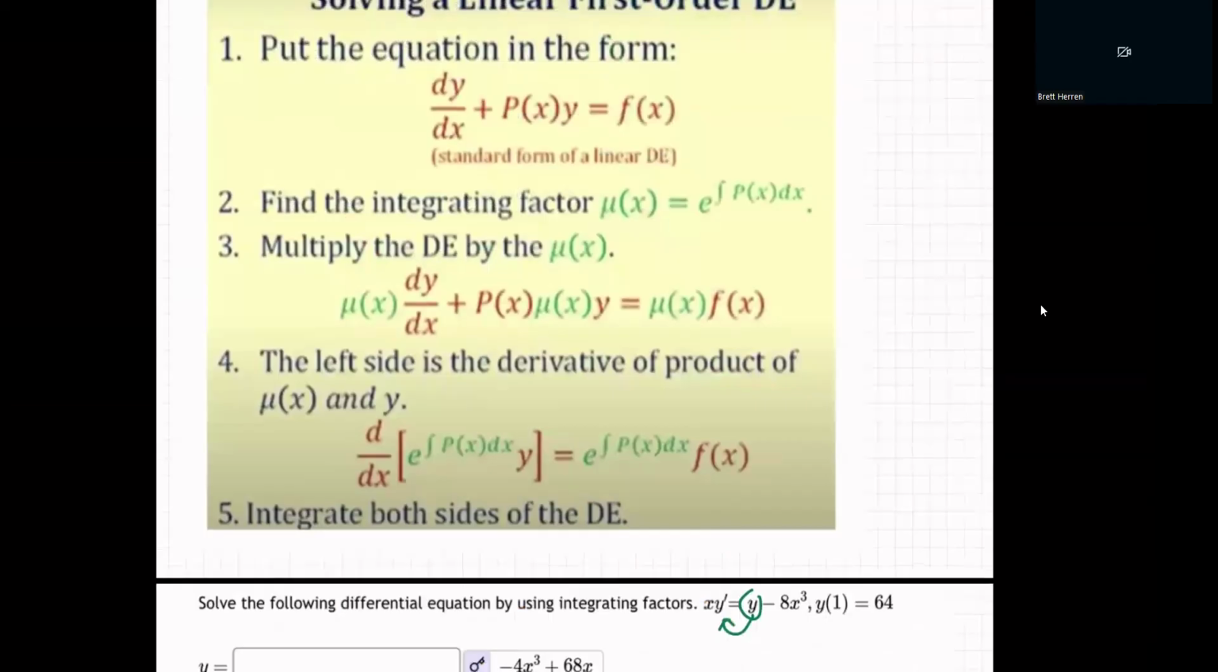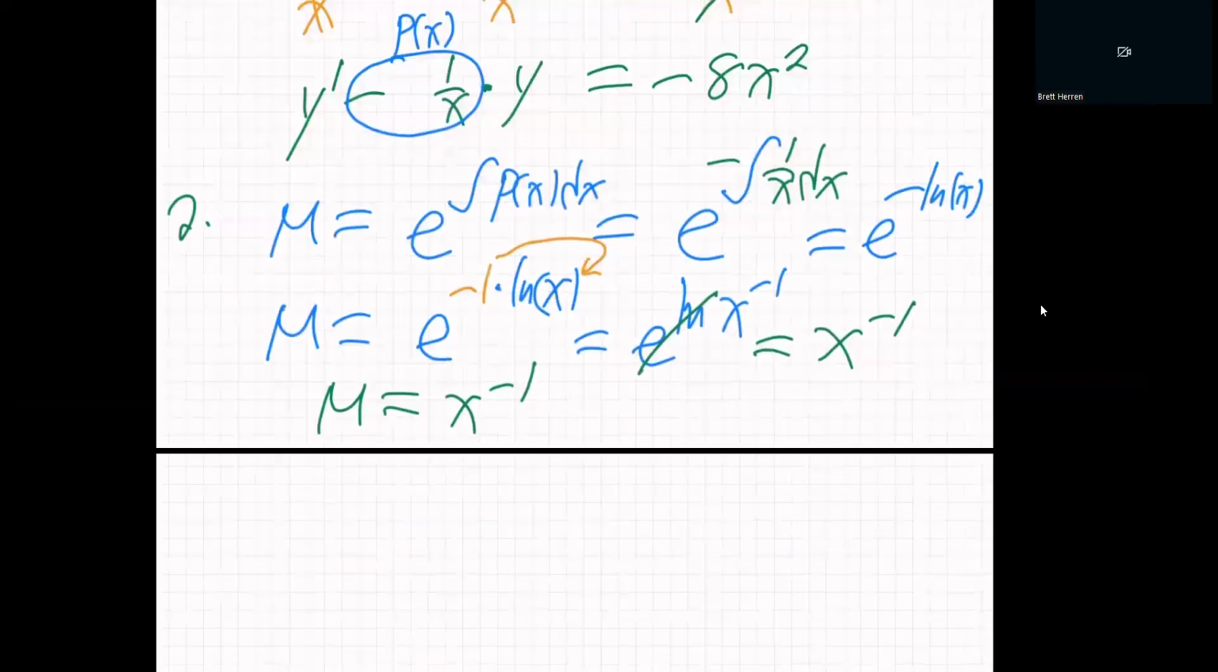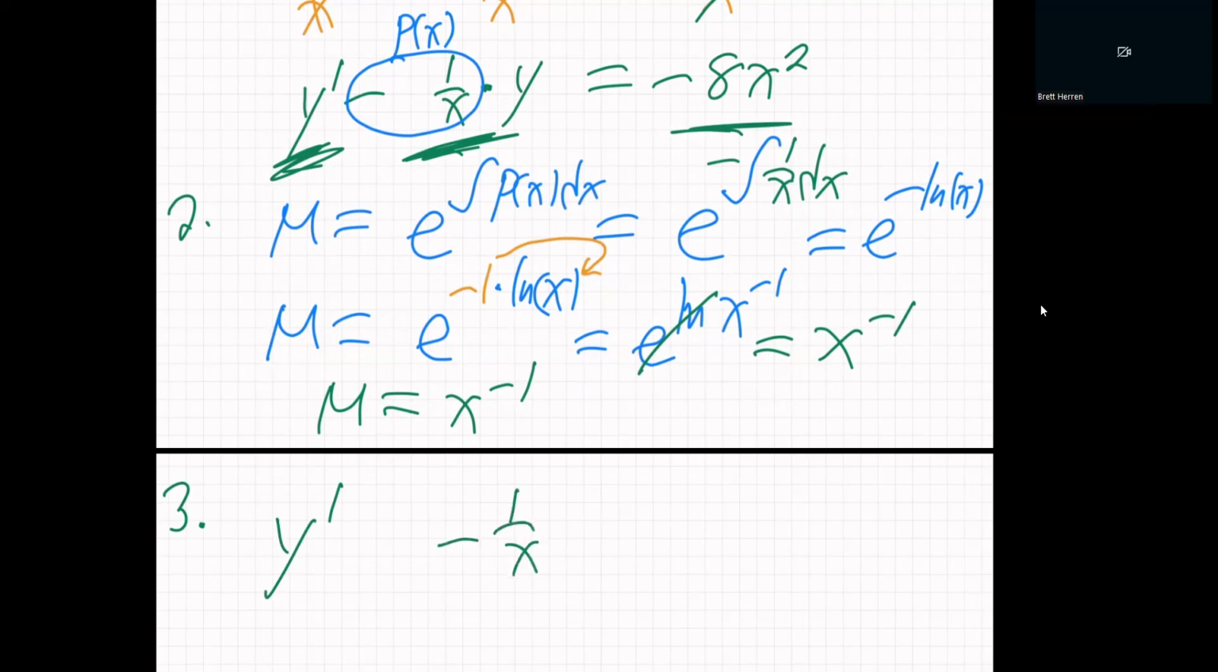Now, on step three, we're going to multiply the differential equation by that integrating factor, all three terms of the differential equation. So let me bring down the differential equation: y prime minus 1 over x times y equals minus x squared.